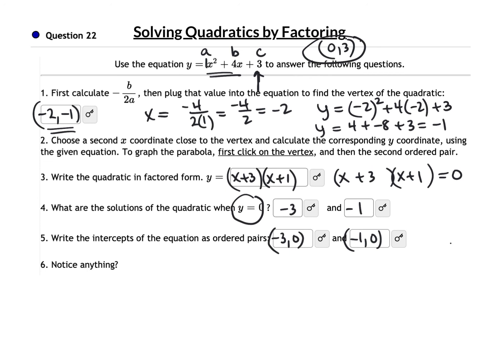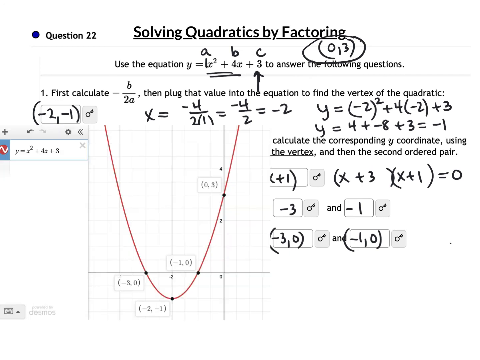Do we notice anything? Well, look at the graph. See how the vertex is -2, -1. How the x-intercepts are -3 and -1. And how the y-intercept was 0, 3. We can get all those points quickly, especially when a quadratic factors.